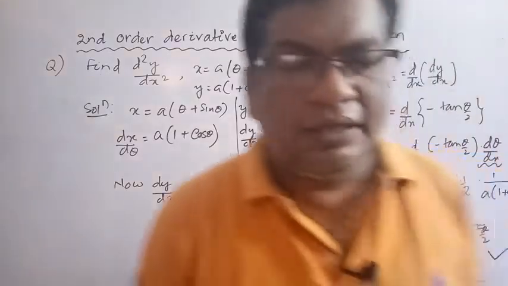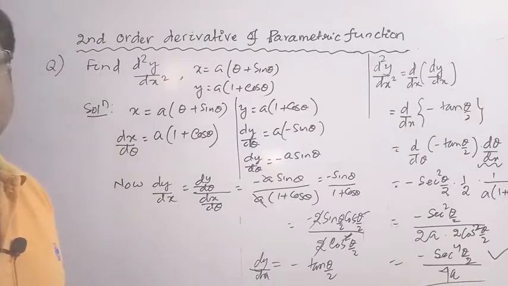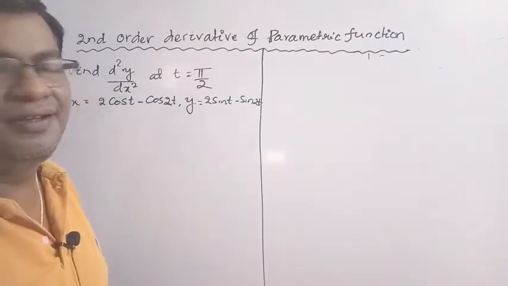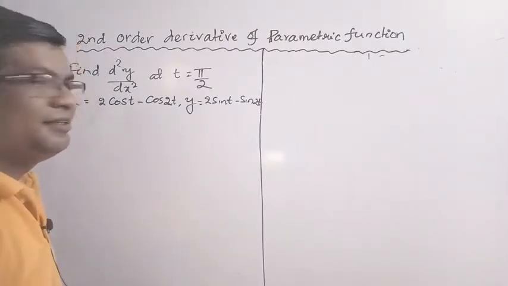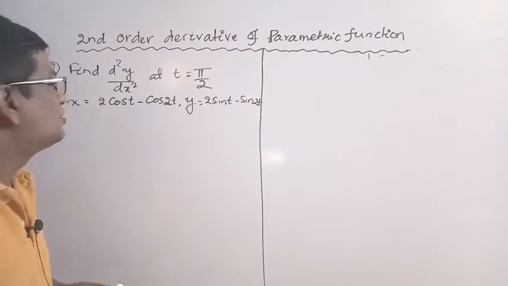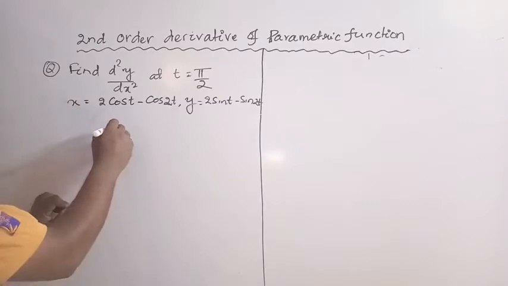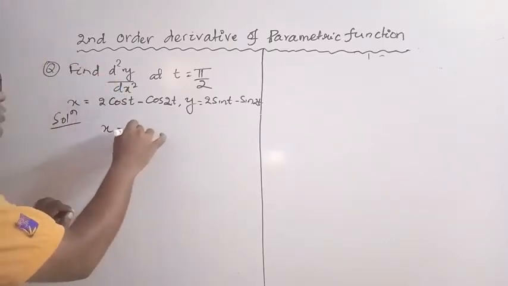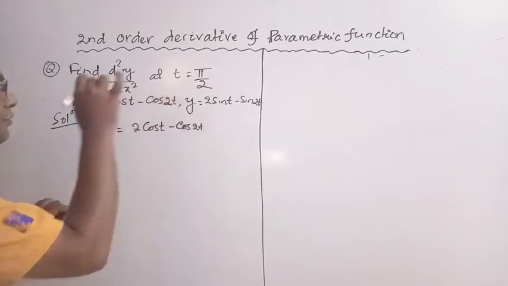Now another question: how to find the second order derivative of the parametric function. Again one question, the second derivative of the parametric function. So what is here? Here x is equal to cos t minus cos 2t.